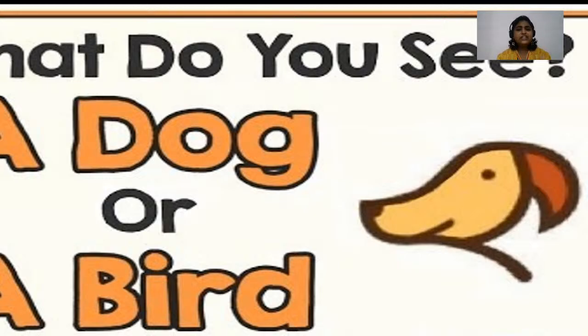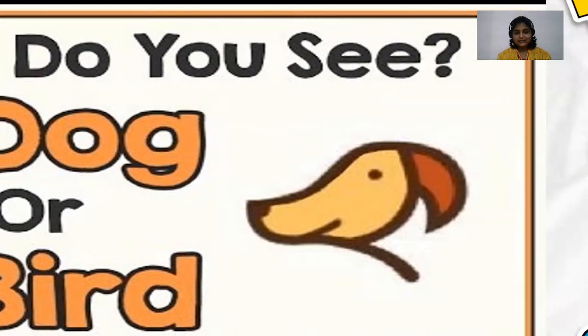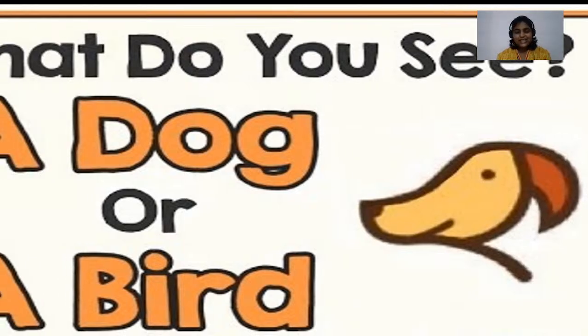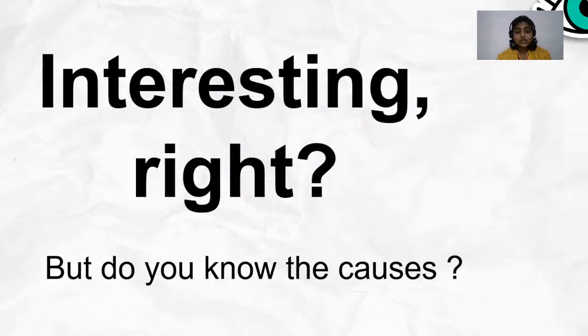Hopefully even you have analyzed the image according to your perception and illusion. The earlier slide was actually interesting, right? There is a single image and we can make out a dog as well as a bird from the same image. That is truly interesting. But do you know the causes of the single image appearing as a dog at one angle, and as a bird when seen from another angle? Do you know the causes for that?